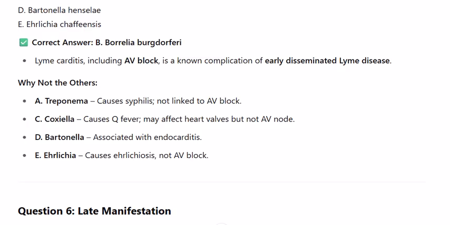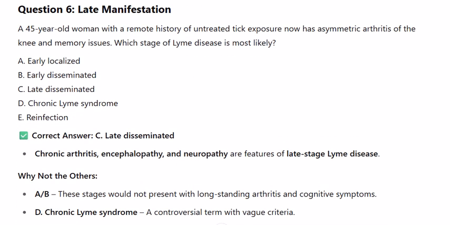Question 6. Late manifestation. A 45-year-old woman with a remote history of untreated tick exposure now has asymmetric arthritis of the knee and memory issues. Which stage of Lyme disease is most likely? A. Early localized, B. Early disseminated, C. Late disseminated, D. Chronic Lyme syndrome, E. Reinfection. Correct answer C. Late disseminated. Chronic arthritis, encephalopathy, and neuropathy are features of late-stage Lyme disease.